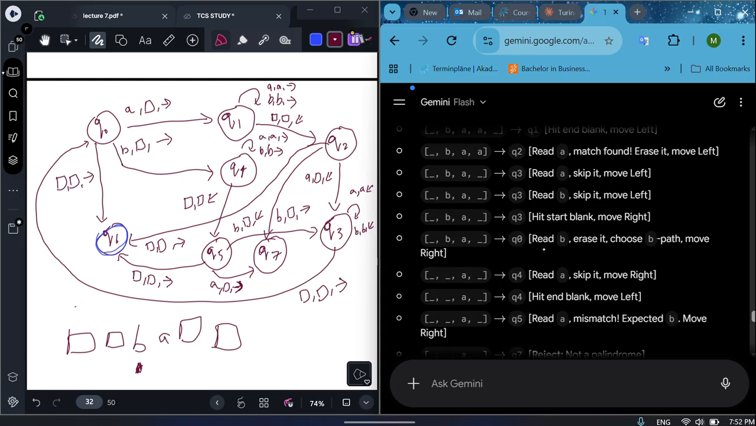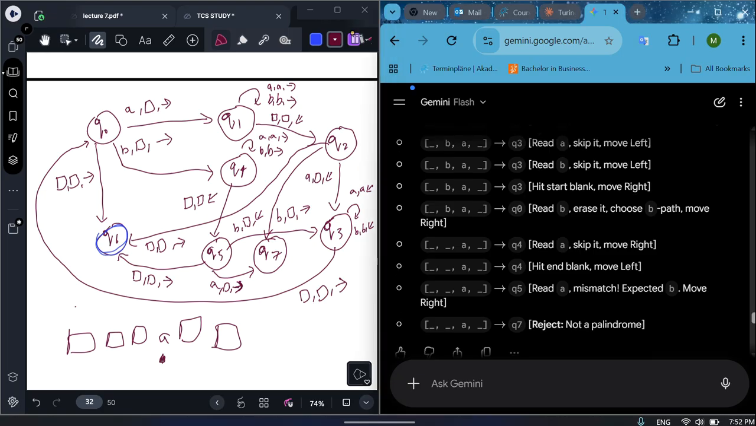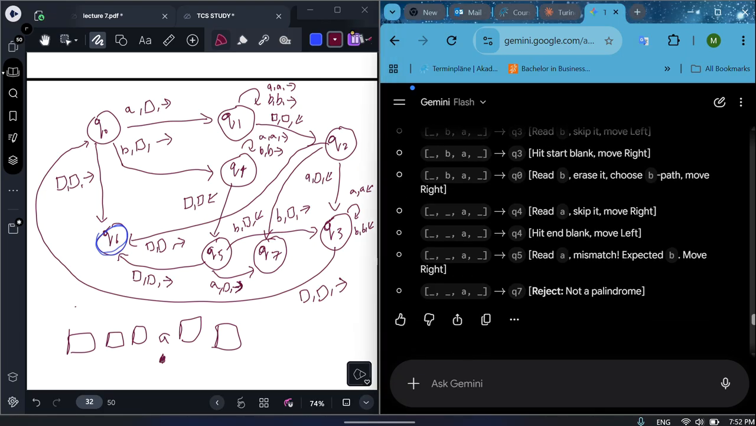And in Q0, now we will take the path of B, which says if you have a B, make it a blank and go right. And that's what it did. It made it a blank and went one step right and went to Q4. And in Q4, if you read A, skip it. If you read a B, skip it, move all the way to the right. The moment you hit the blank, move one step left to make sure that we are on the second last symbol.